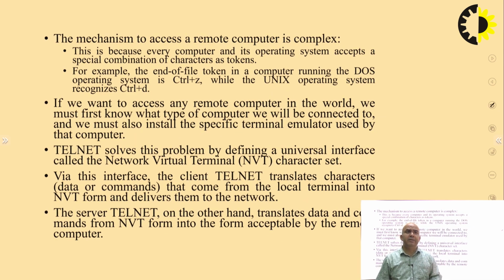So the mechanism to access a remote computer is very complex, because every computer and operating system accepts special combinations of characters as tokens. For example, in DOS or Unix, the end of file token on a computer running DOS is Control plus Z, while the Unix operating system recognizes Control plus D. If we want to access a remote computer in the world, we first must know what kind of computers we have to connect to each other.